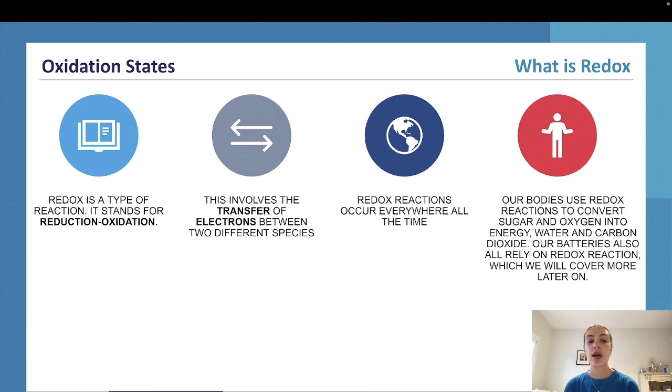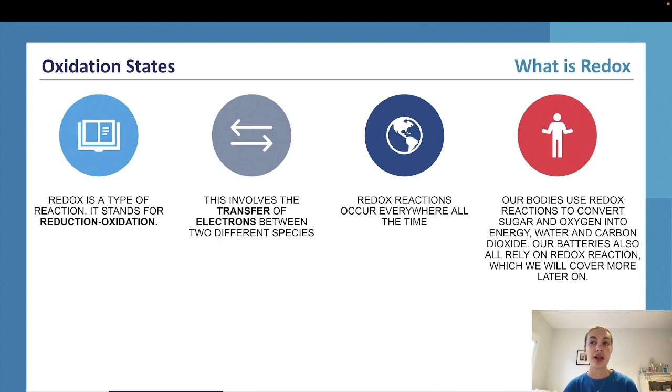And so essentially, a redox reaction is a reaction which is going to involve a transfer of electrons between 2 different species. So that being like 2 different molecules, 2 different elements, 2 different atoms. They have a supposed charge, and they are transferring electrons between them in order to change that charge. And so hence we've got the reduction, which is a gain of electrons, and the oxidation, which is a loss of electrons.